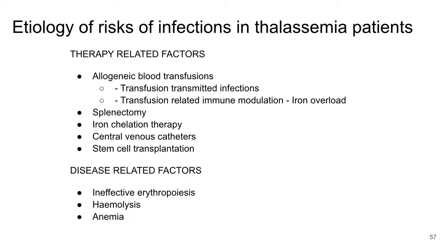The causes of infections in thalassemia patients are classified into therapy-related factors and disease-related factors. The therapy-related factors are allogenic blood transfusions, splenectomy, iron chelation therapy, central venous catheters, and stem cell transplantation. And the disease-related factors are ineffective erythropoiesis, hemolysis, and anemia.